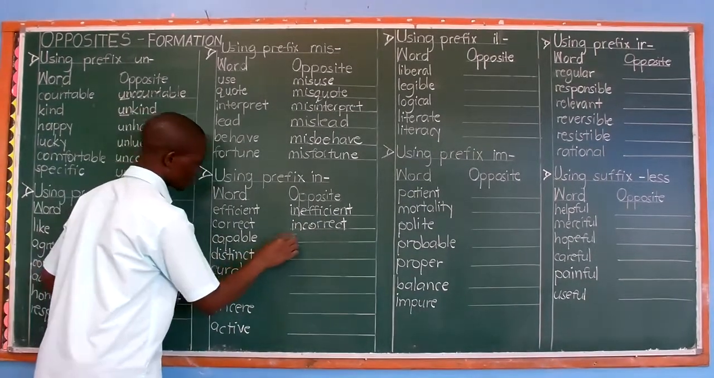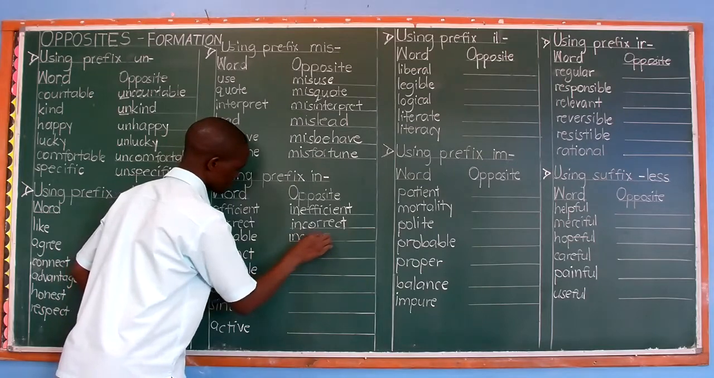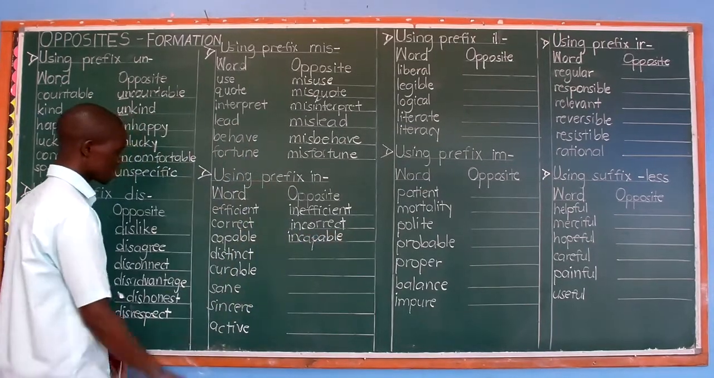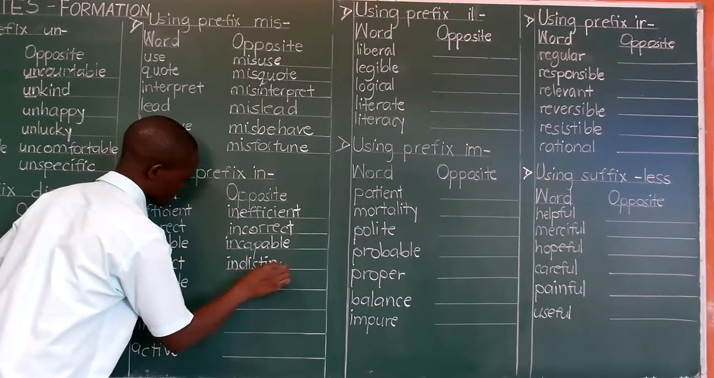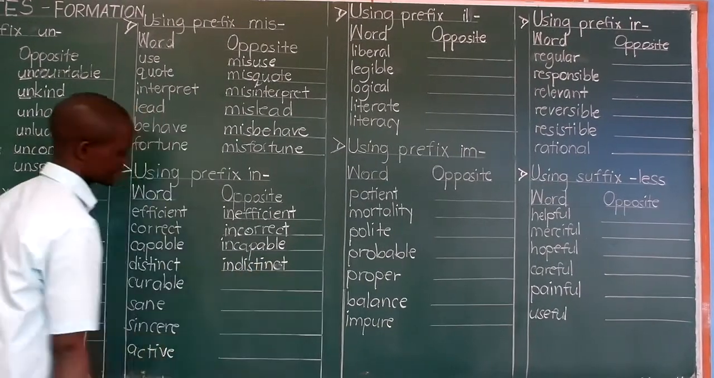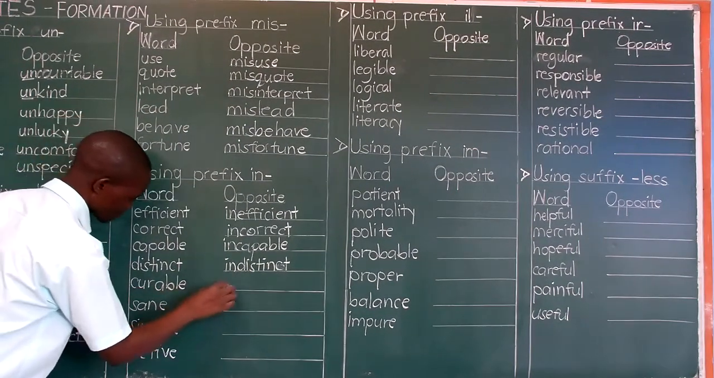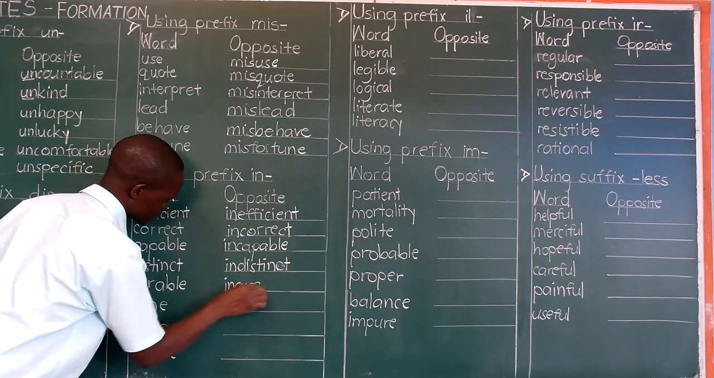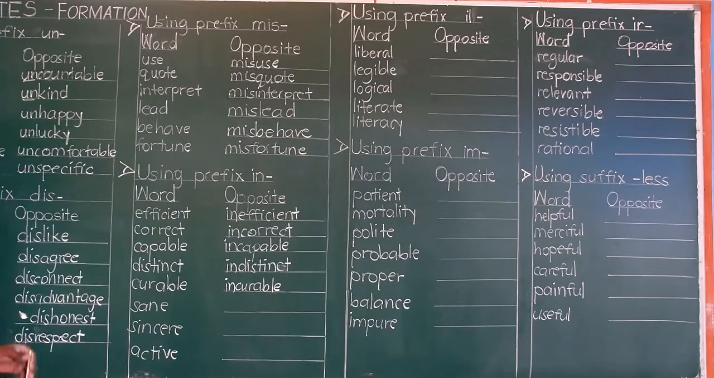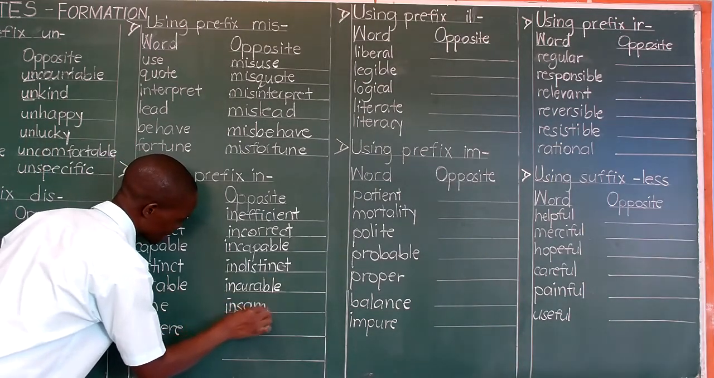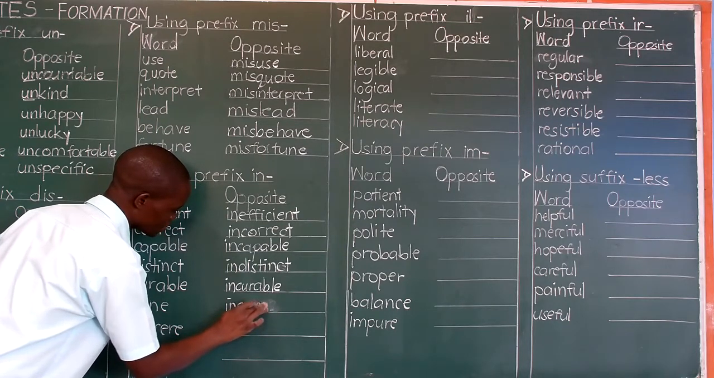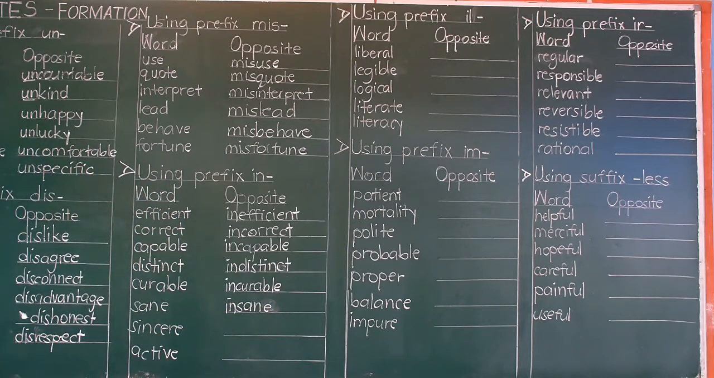Then capable, incapable. Distinct, indistinct. It's a matter of adding the prefix. Indistinct. Yes. Curable, incurable. We have incurable diseases. Diseases you treat and you do not get cured. Sane, the opposite of sane is insane. So insane is the same as mad, M-A-D. So insane is the opposite of sane.